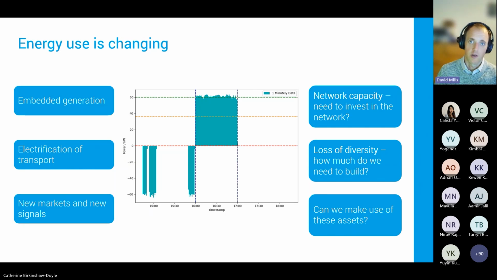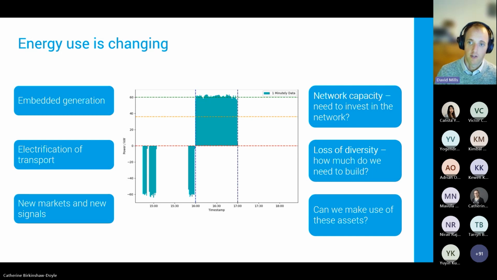So obviously we're all aware that we're having more embedded generation and uptake in electric vehicles, and it's all changing the demand on the system. Alongside that, though, we've also got the growth in flexibility markets and how we adjust the way consumers may respond to signals and change their demand. All of the analysis that we talked about earlier talked about diversity and how we need to understand a diverse range of customers.